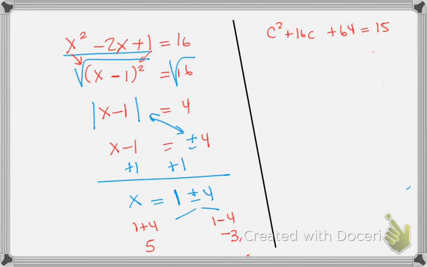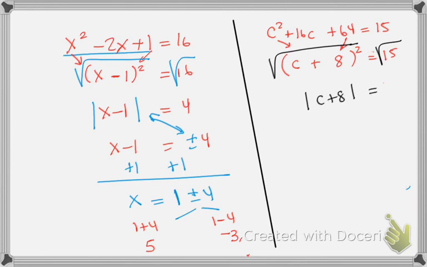All right, let's check our work. So this should have factored to (c plus 8) squared, right? Equals 15. I'm going to root both sides, and I get the absolute value of c plus 8 equals rad 15. To lose the absolute value, I'm going to have to add plus or minus rad 15, right? Plus or minus rad 15.